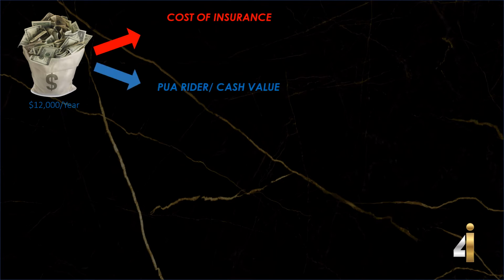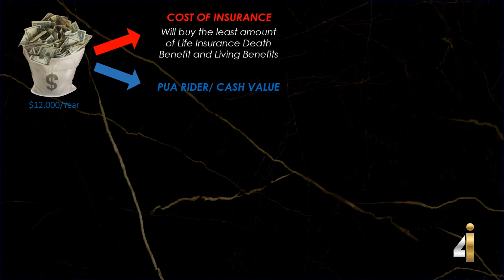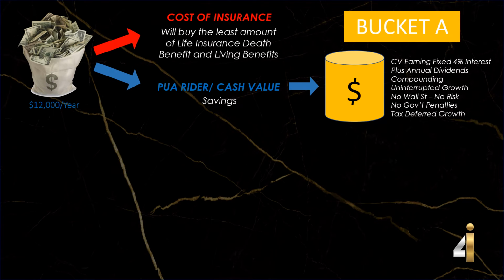But the goal here is to buy only the smallest amount of life insurance, so you'd pay a very small or minimal amount of cost of insurance, so that the rest of your money will go to your savings. And this savings, you put it into a bucket that will grow at a 4% fixed rate plus annual dividends. You allow it to grow compoundingly, and most importantly, you want to allow it to grow without any interruption.